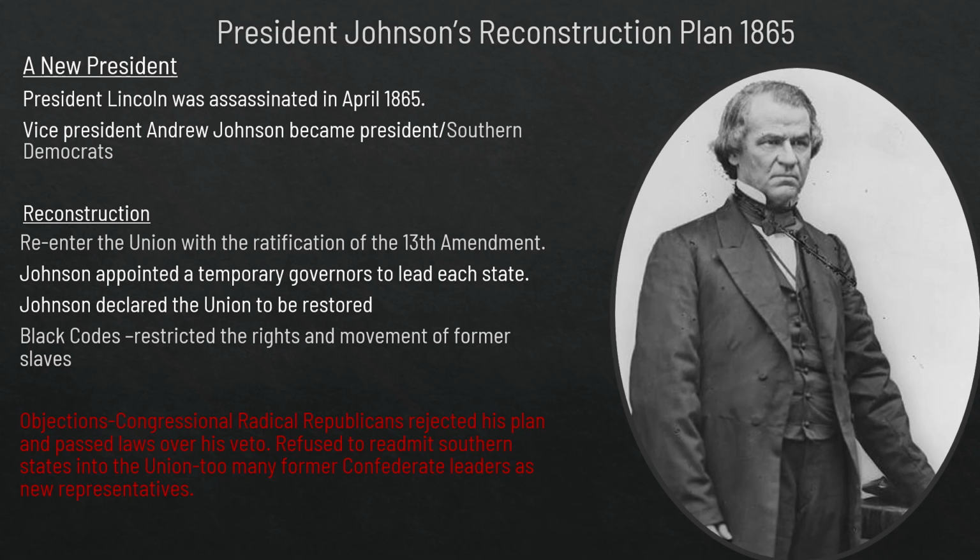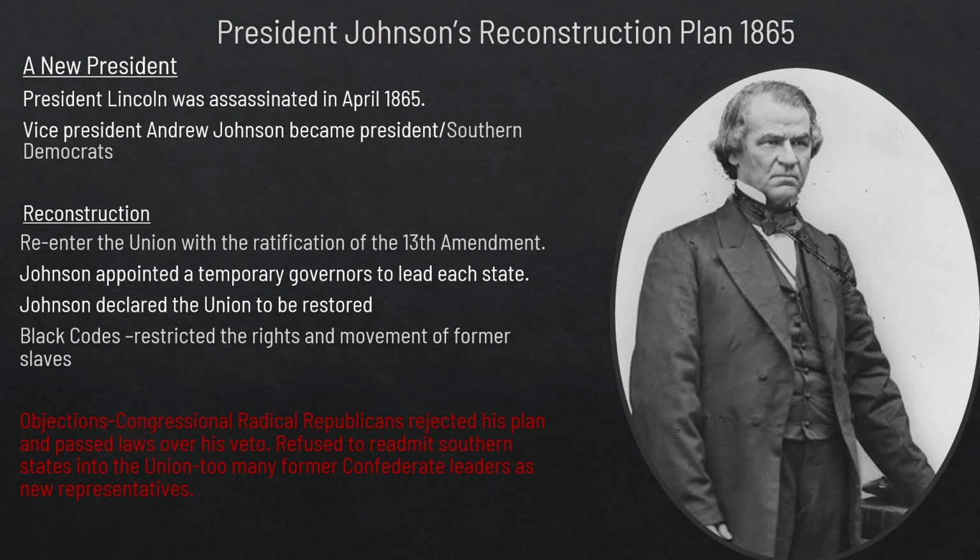So his plan is to allow Southern states to re-enter the Union once they ratify the 13th Amendment, which abolishes slavery. So Johnson appointed these temporary governors in all of the Confederate states to oversee this transition, and he's hoping to quickly reunite the Union. However, his approach is very lenient, and it's believed that he's allowing too many former Confederate leaders to regain power.